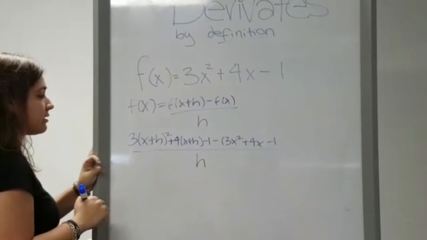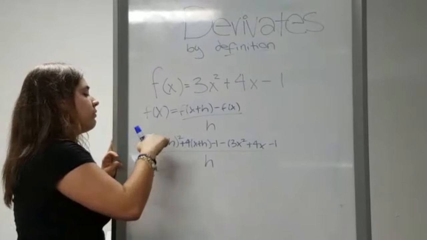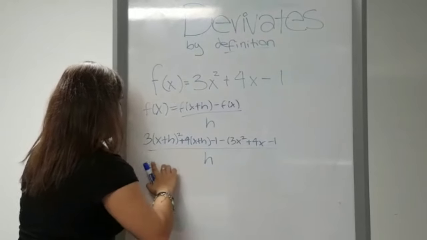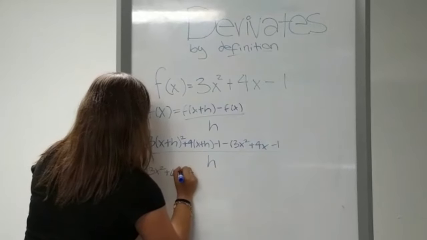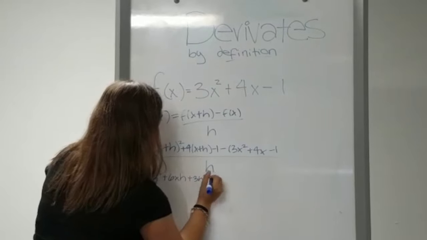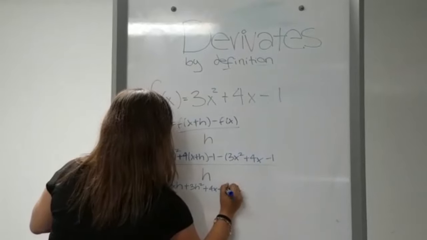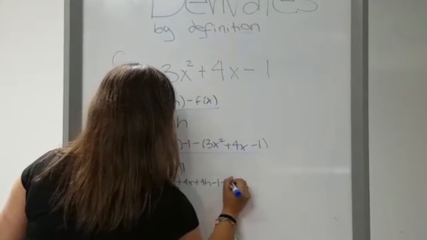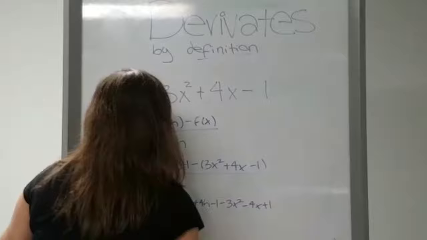And that's the first step, and after that we will factorize and we will solve every parenthesis. So we have 3x squared plus 6xh plus 3h squared plus 4x plus 4h minus 1, and then we have minus 3x squared minus 4x plus 1.